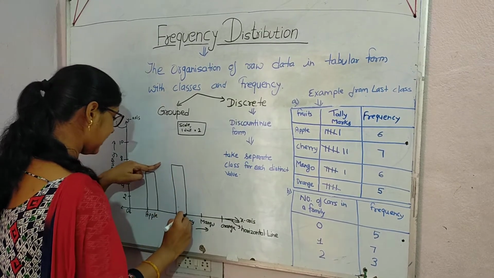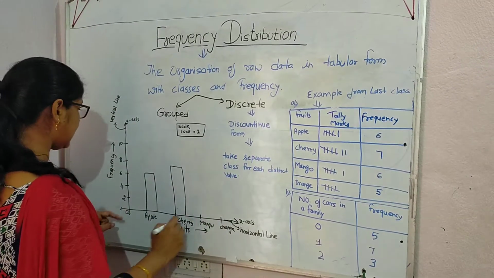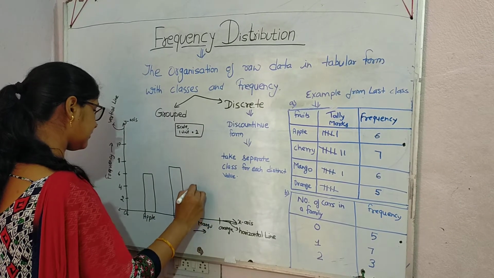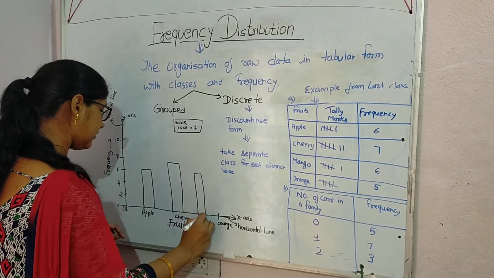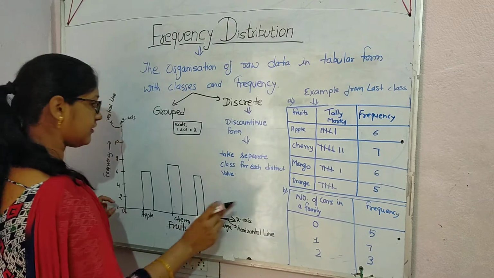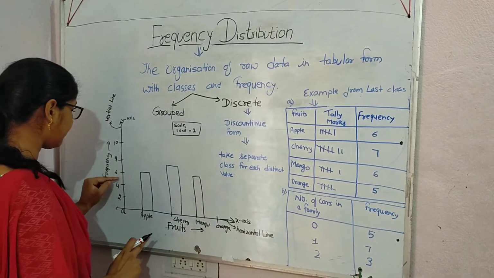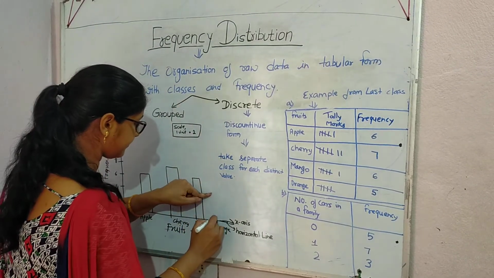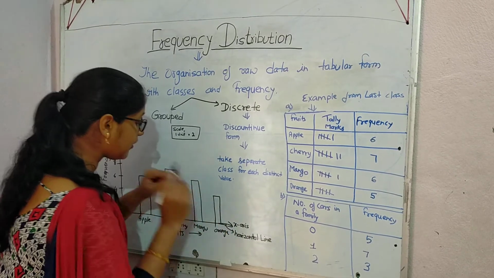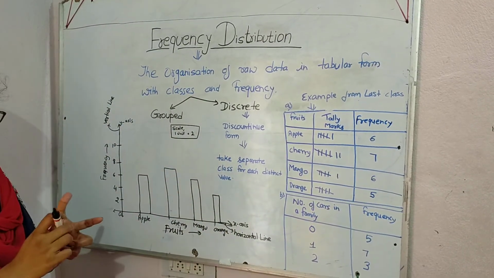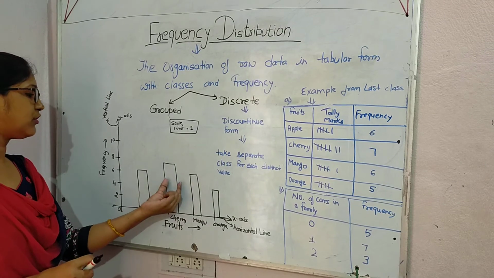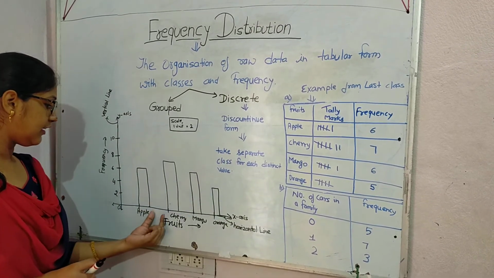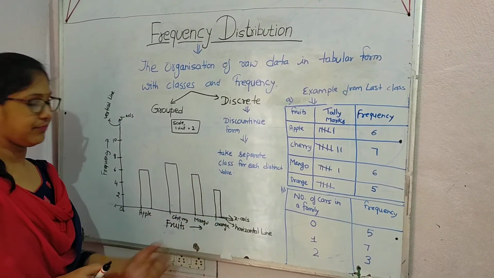Like that. Same as for mango, the frequency is 6, so the height of the bar is here. And for the orange, our frequency is 5, so the height goes from here somewhere. One more thing: you have to make all the bars of equal width and with equal gaps between them.